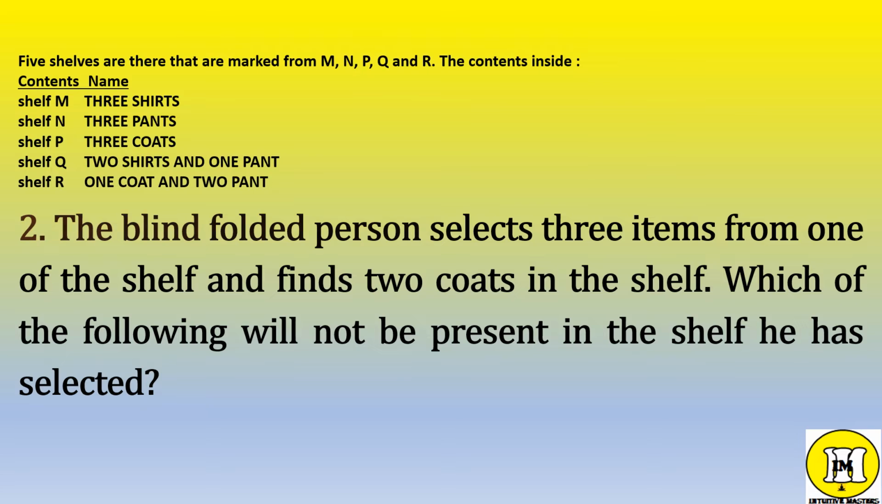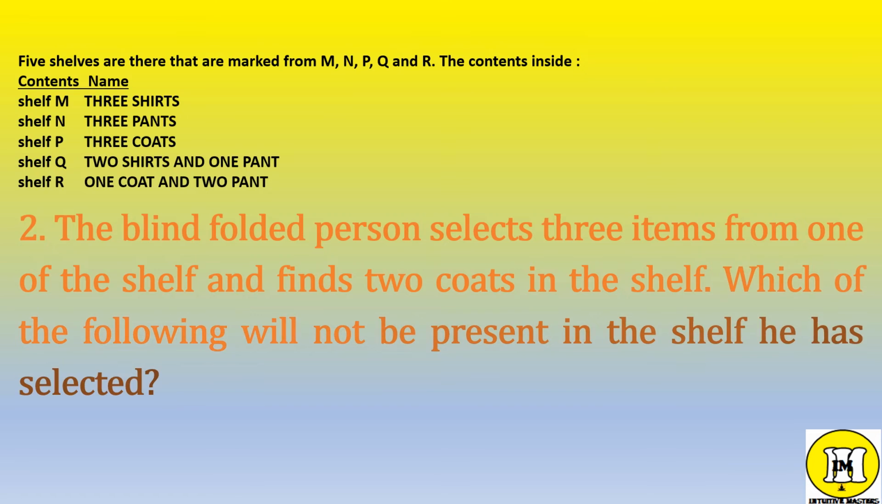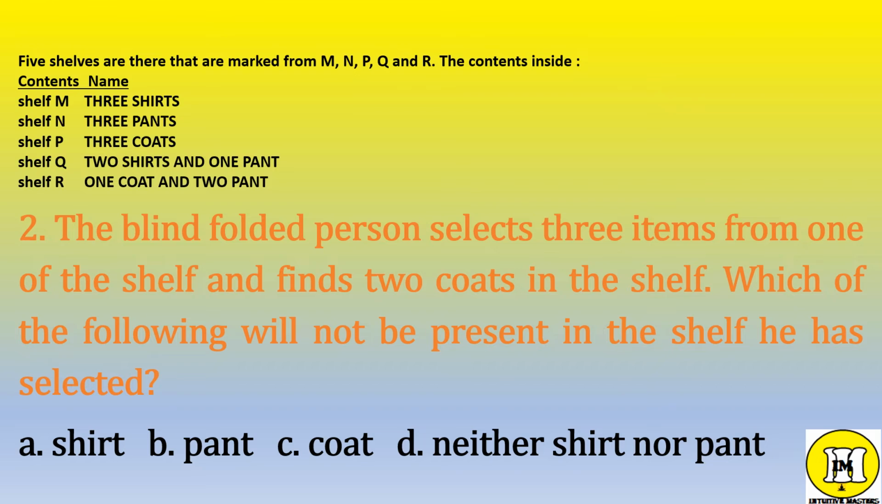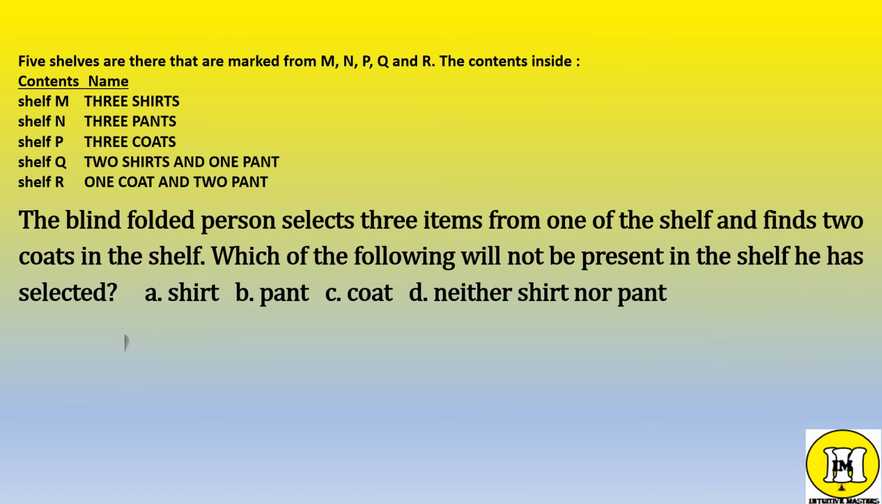The blindfolded person selects 3 items from one of the shelves and finds 2 coats in the shelf. Which of the following will not be present in the shelf? He has selected A. Shirt, B. Pant, C. Coat, D. Neither shirt nor pant. Can you solve it in 20 seconds?